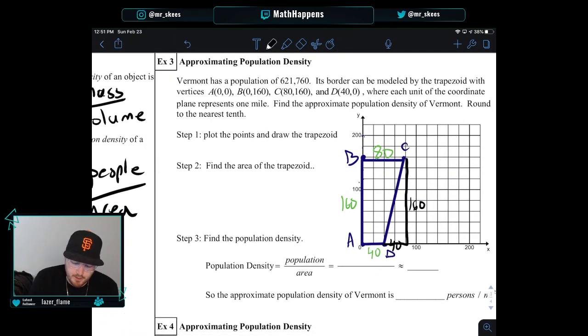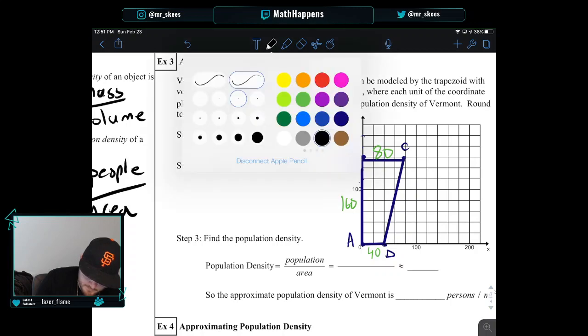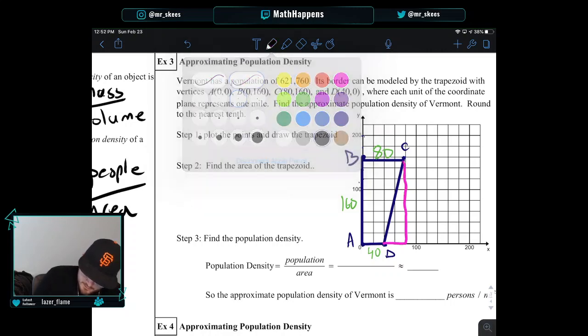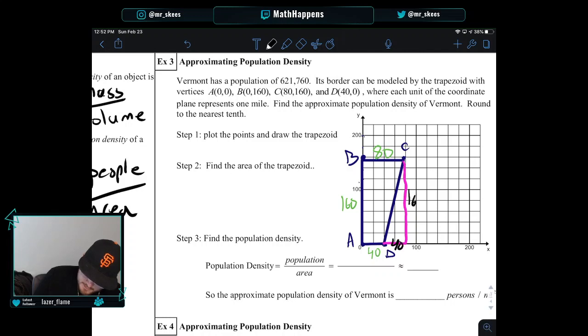So plot the points, draw the trapezoid, check, find the area of the trapezoid. This is practically a box, except we need to subtract that one triangle. Should I do that in a different color other than black? Yeah, let me do that. Let's do it in this lovely pink, but I'll still do the dimensions in black. 40 by 160. Okay.